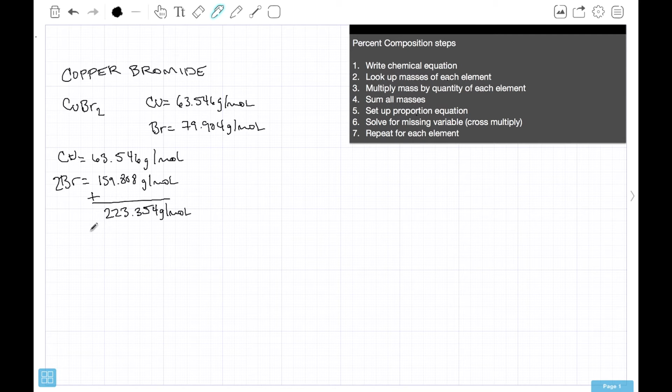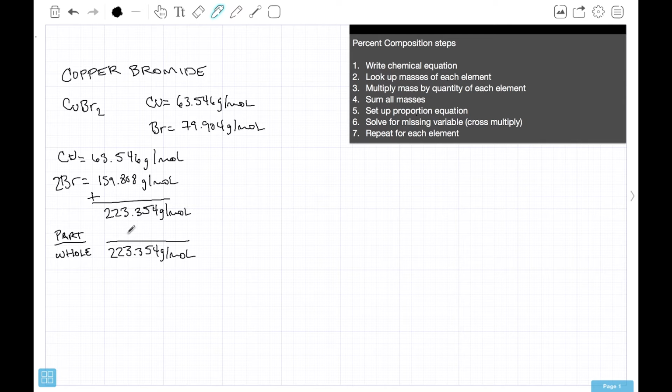Okay, and next we're going to set up a proportion equation. And whenever you think proportion, you should think part to whole. So I'm going to write a part to whole ratio. And in our case here, we found that the sum of all the masses was 223.354 grams per mole. So that's the whole, the entire mass of the compound.